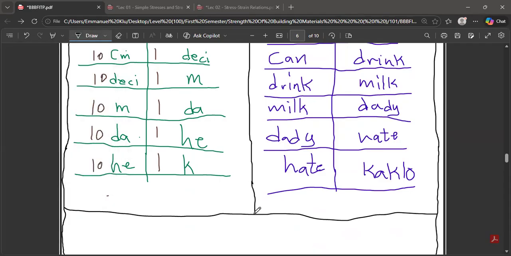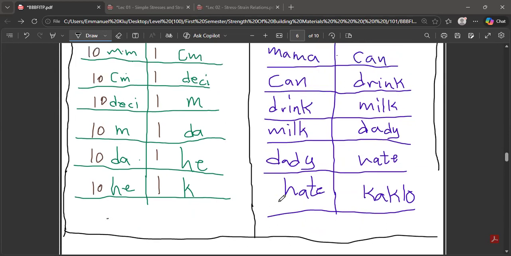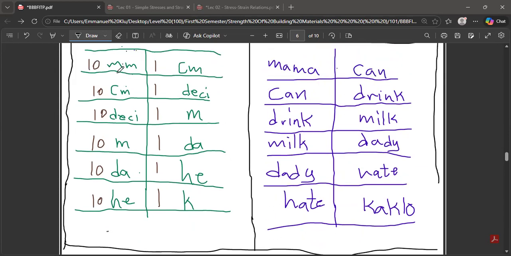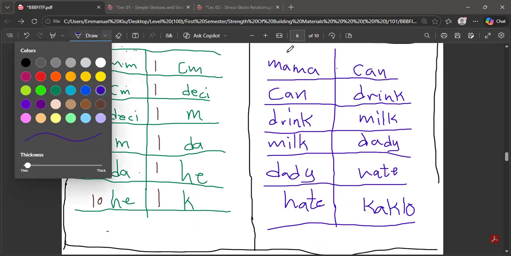So please, 10 meters is equal to 1 what? Is it decameter? Okay, so 10 decameter is equal to 1 hectometer. Is that it? Or hecto? 10 meters becomes 1 decameter. Hello, I have something important to say. Okay, I'm not done.